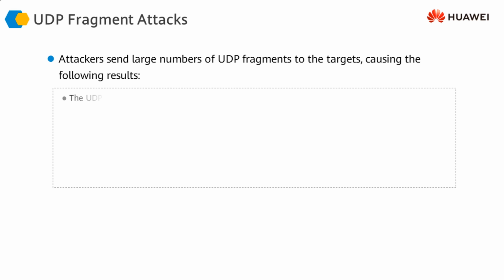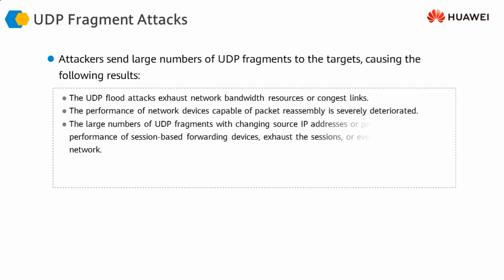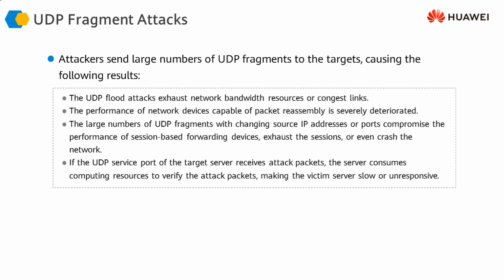Another type of UDP attack that can happen is the UDP fragment attack. If you remember the Fraggle attack, a large number of UDP fragments are forwarded, and the host is going to try to reassemble those fragments. Because it cannot reassemble this large number of fragments, its performance is going to suffer, and the server might actually crash as well.